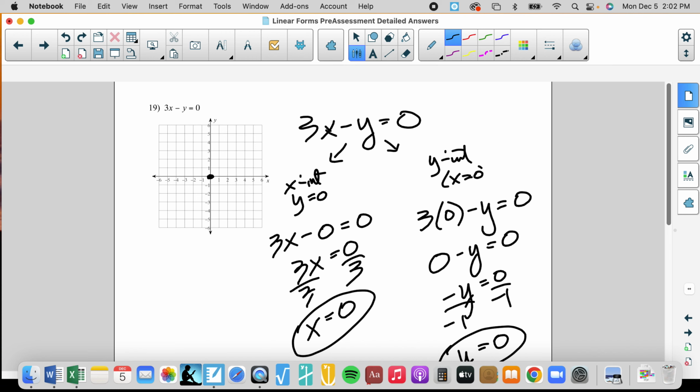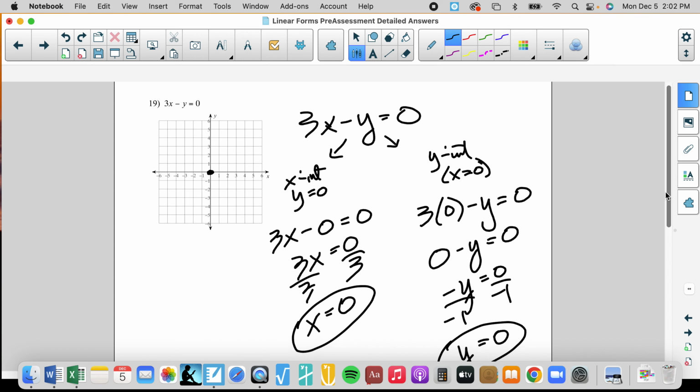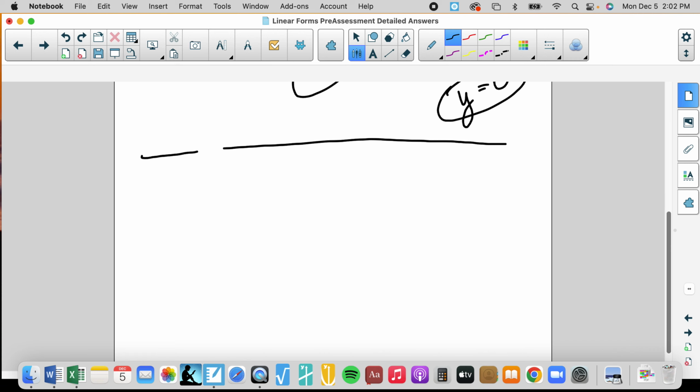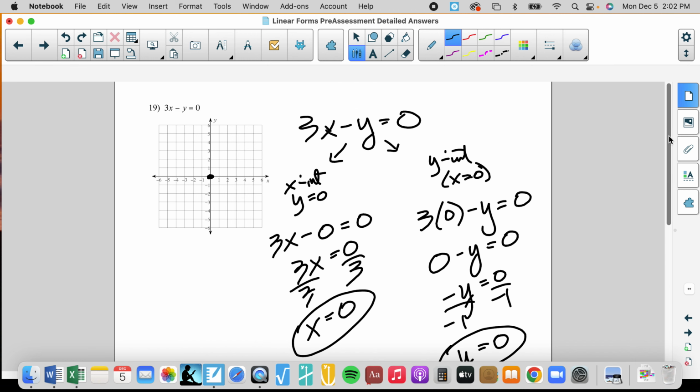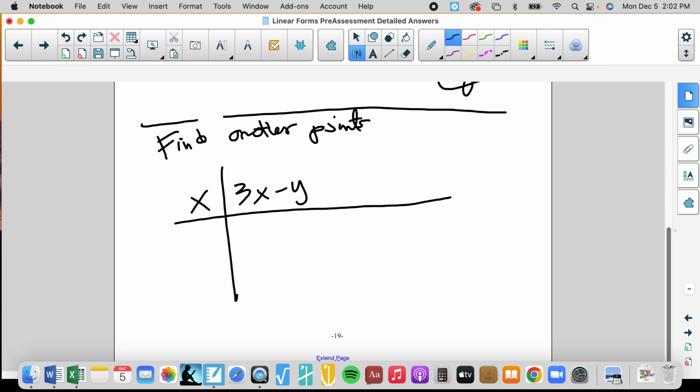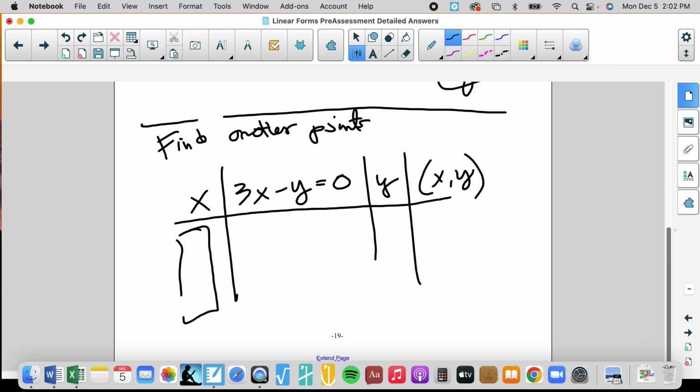So we only have 1 point. So we can't graph it. We need 2 points, and we can't really find another point by using this technique. So at this point, we have to find another point. How do we find another point? The easiest way to find additional points is by using an H-chart. What was the original equation? 3x minus y equals 0. And an H-chart looks like this. So we have to pick a value. What value do we want to plug in for x?